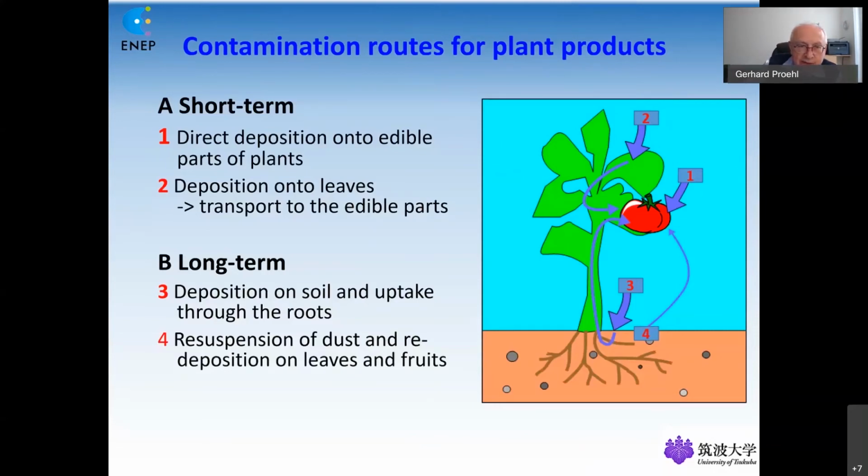In more detail, we have the direct deposition on edible plants and the deposition on the leaves. And on the long term, the deposition on soil and the uptake through the root. And pathway 4 is the resuspension of dust and redeposition on leaves and fruit.